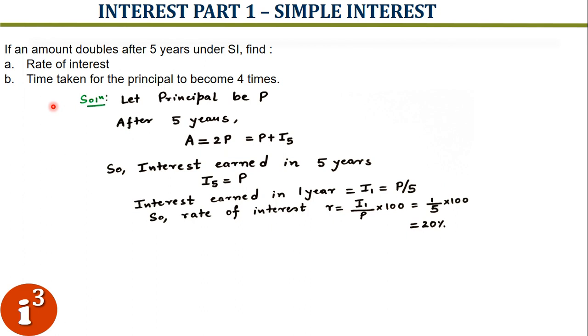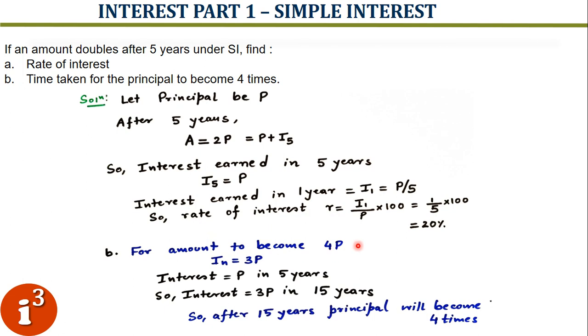What is the next question? Time taken for the principal to become 4 times. In 5 years, the interest given is P. So to become 4P, how much interest do you need to earn? You need to earn an interest amount of 3P. Then only the amount will become P plus 3P equal to 4P. In 5 years you get P, so to get 3P, your time period should be 5 into 3, that is 15 years. So interest is P in 5 years, so interest will be 3P in 15 years. So after 15 years, the principal will become 4 times.